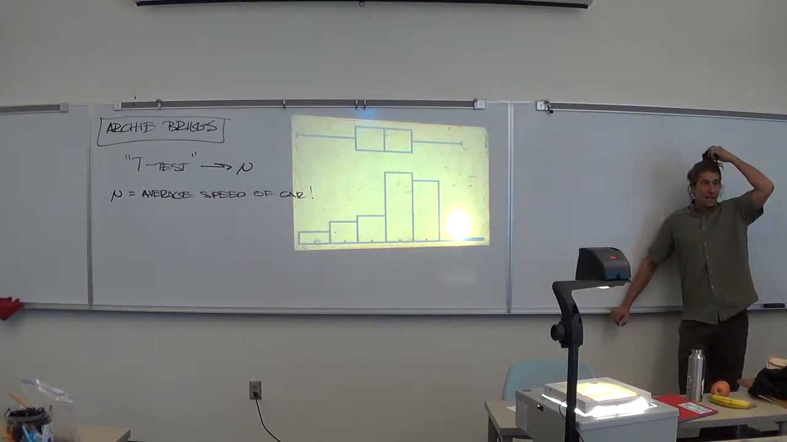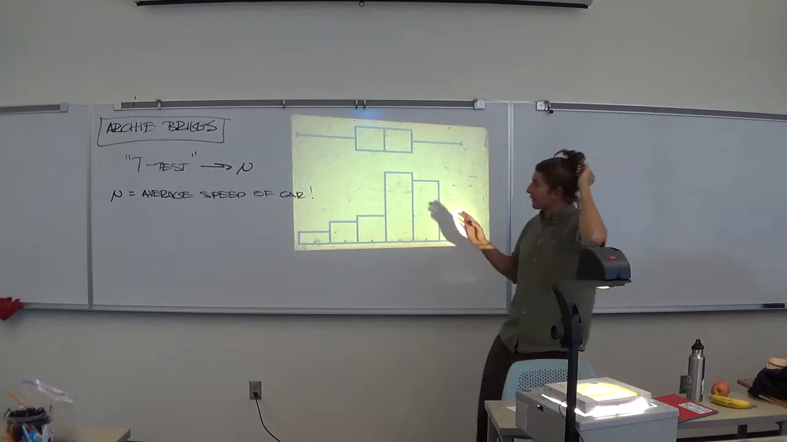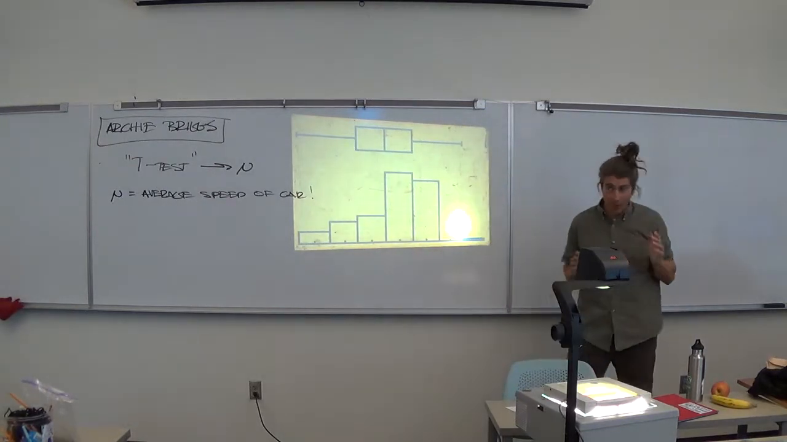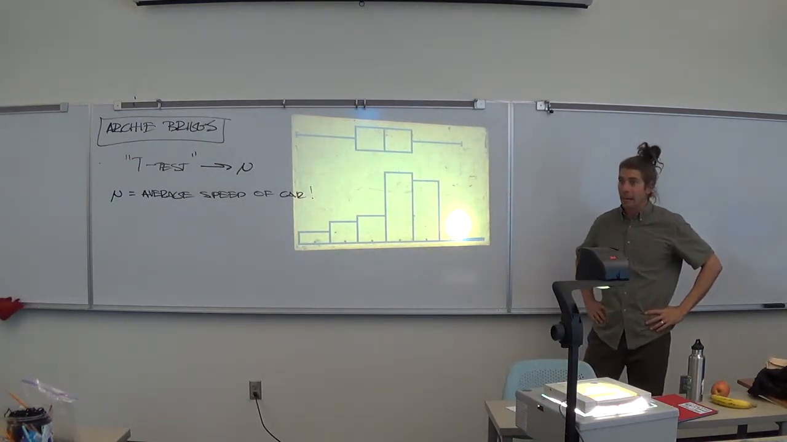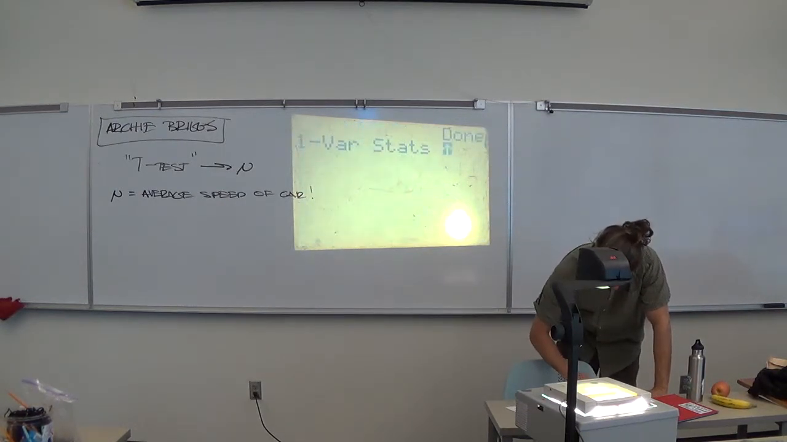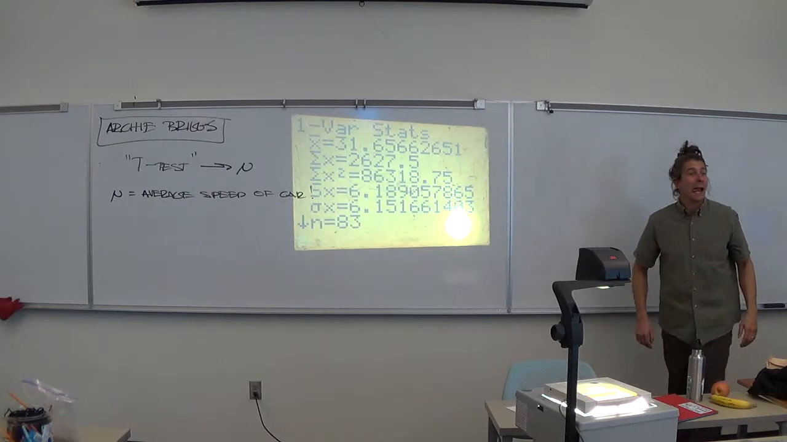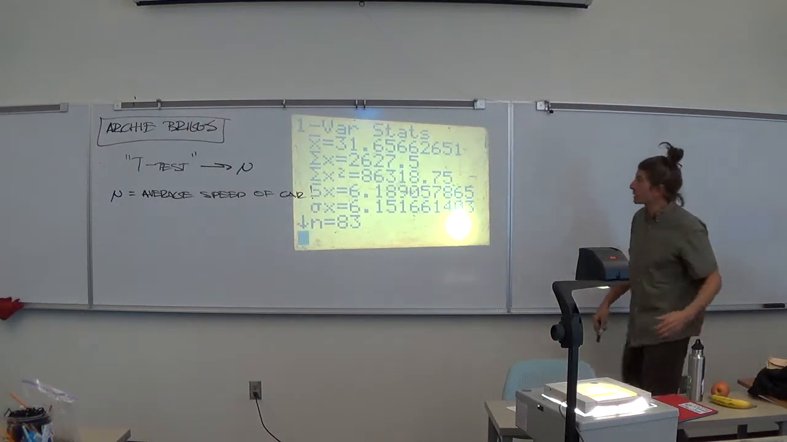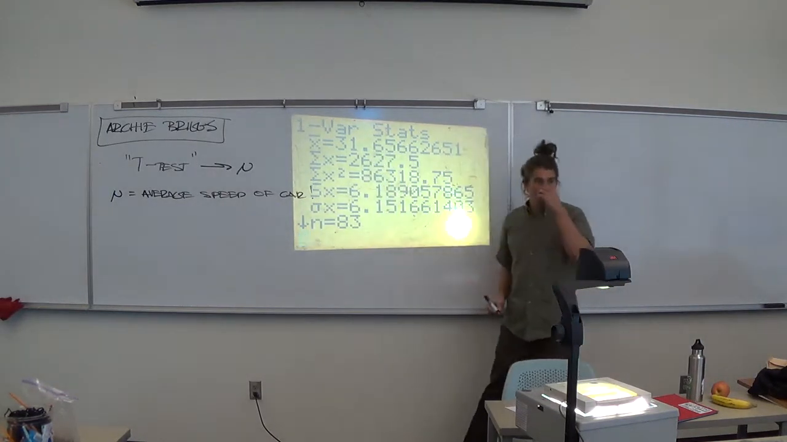So, next question. What claim should we test? Because we're at step 3 now, right? What claim should we test, in your opinion? We know we're going to be studying the average speed of a car on Archie Briggs. What do you think we should test? Well, the speed limit's what, 30 miles an hour? Speed limit's 30. So obviously you wanted to know how many are going over 30. Good! Very good, Chris.